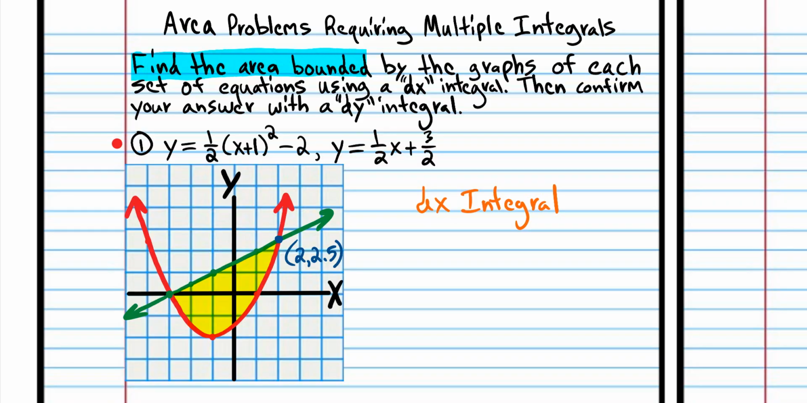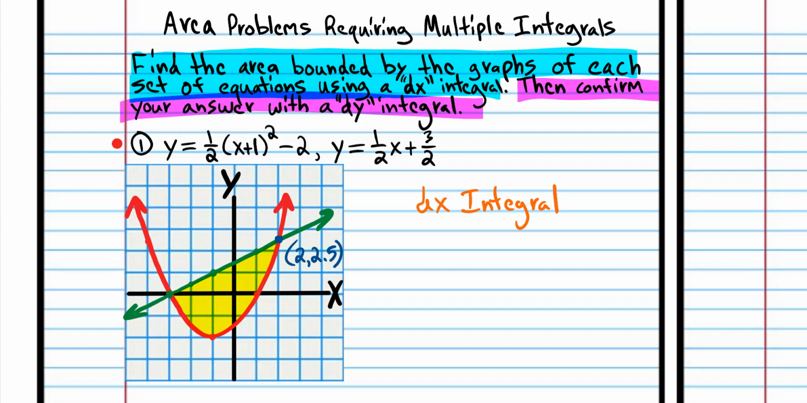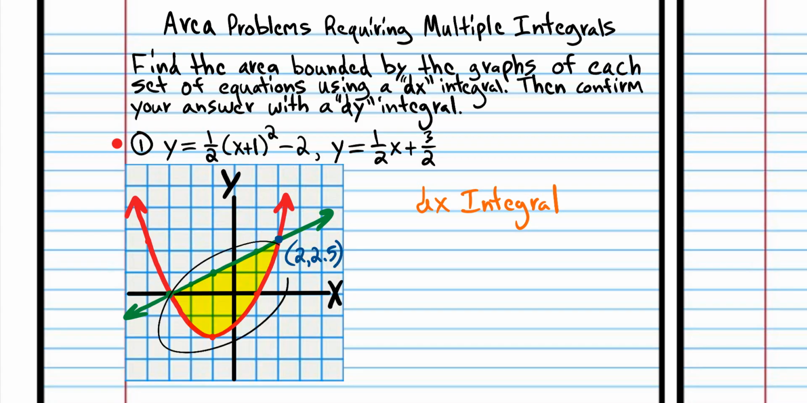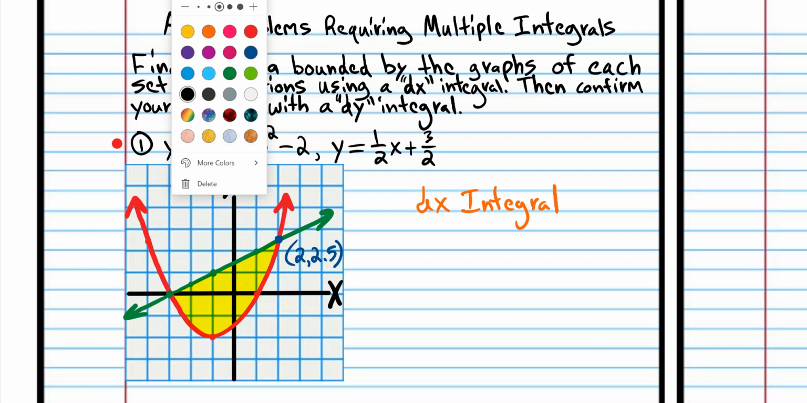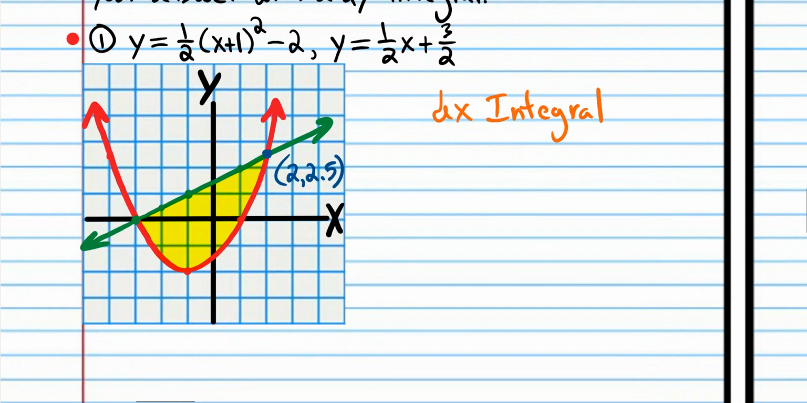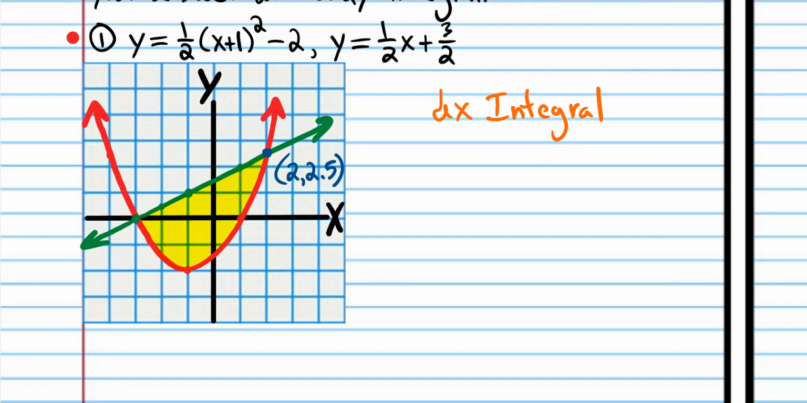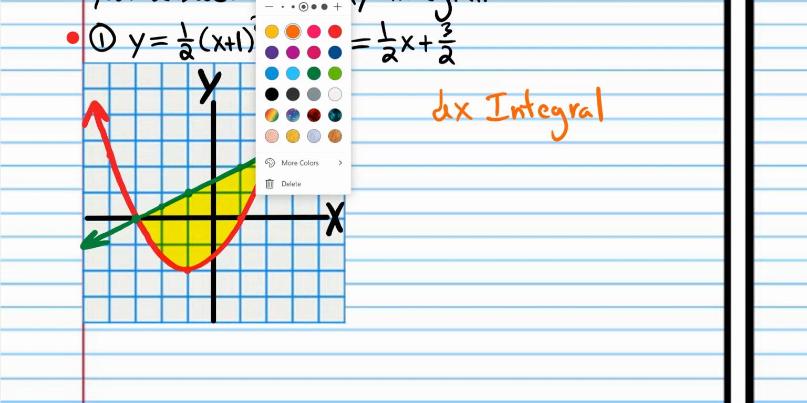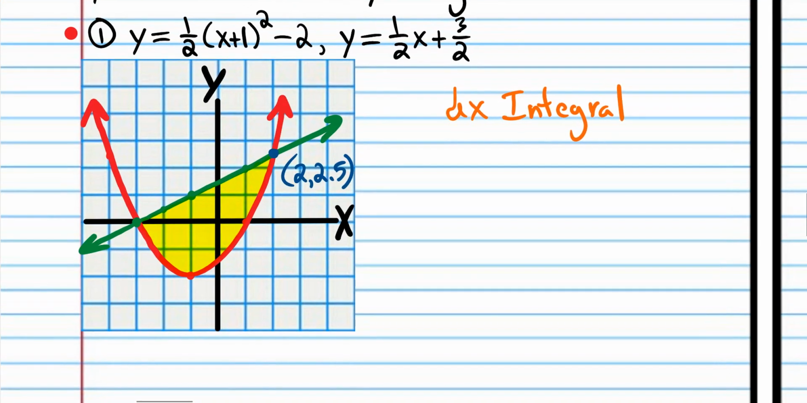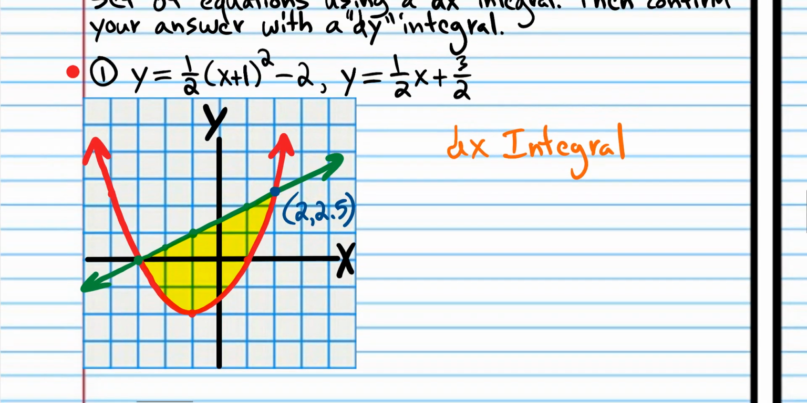It says here, find the area bounded by the graphs of each set of equations using a dx integral. But then confirm your answer with a dy integral. So we can actually find the area of this yellow region here with a dx integral, and then we can also find it with a dy integral. So let's get started. This is the same type of problem that we saw a couple classes ago, so there's nothing different here. So let's do a practice problem here. And by the way, I'm giving you this point.